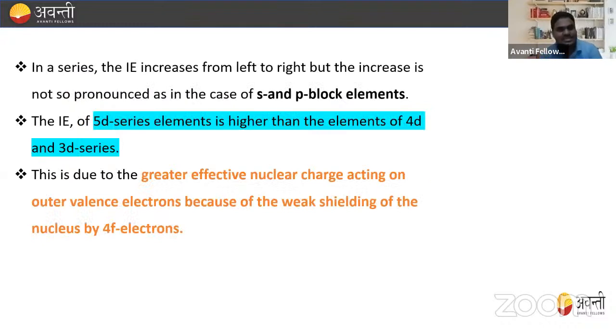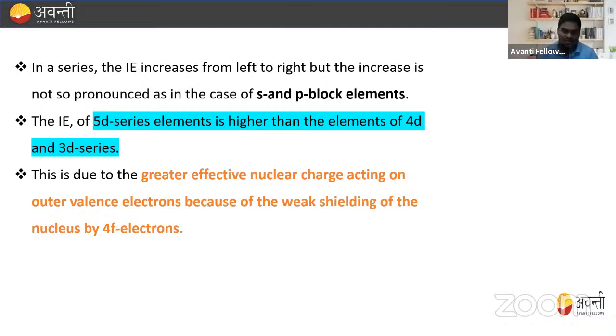In a series, the ionization enthalpy increases from left to right, but the increase is not as pronounced as in the case of s and p block elements. In s and p block elements, the increase is very significant, and we can clearly observe it. But in the 5d series, the ionization enthalpy is higher than that of the elements of the 4d and 3d series, right?